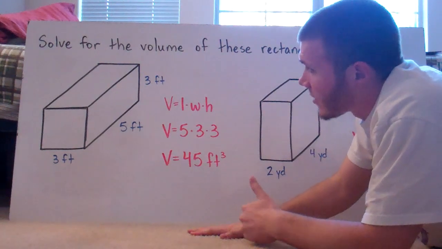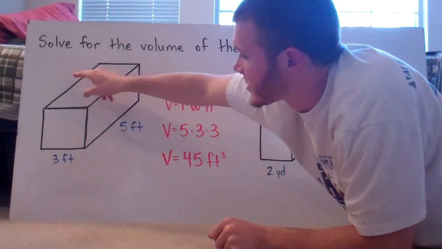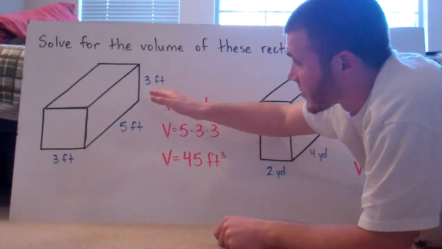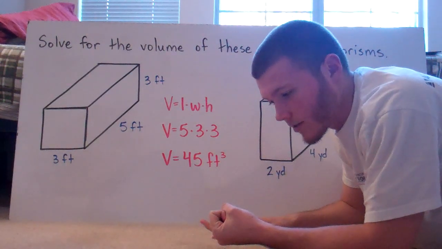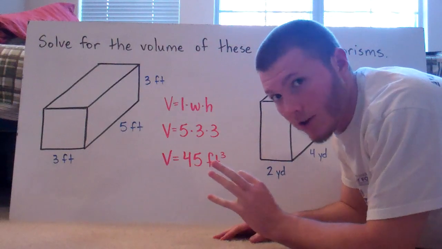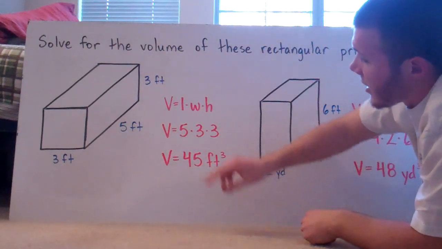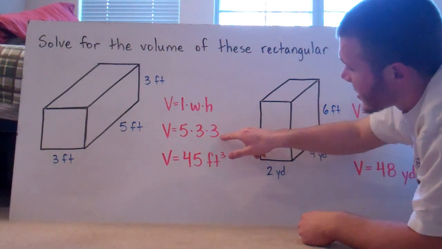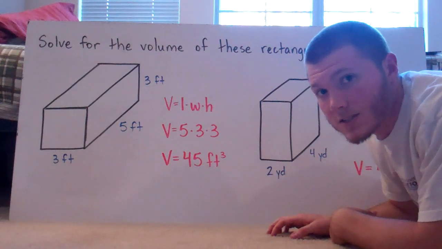Now, class, if there was another number in here, let's say this was also labeled 5 feet because it's the same length as this, you aren't going to multiply 3 times 5 times 3 times 5. You only need to multiply the length times the width times the height. You should only be multiplying 3 numbers. So if I multiply 5 times 3 times 3, 5 times 3 is 15, and 15 times 3 is 45. So our volume is 45 cubic feet.